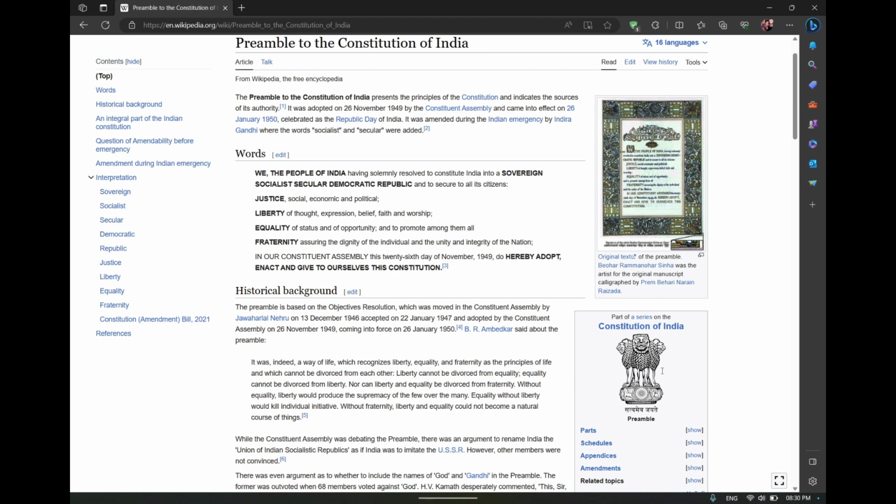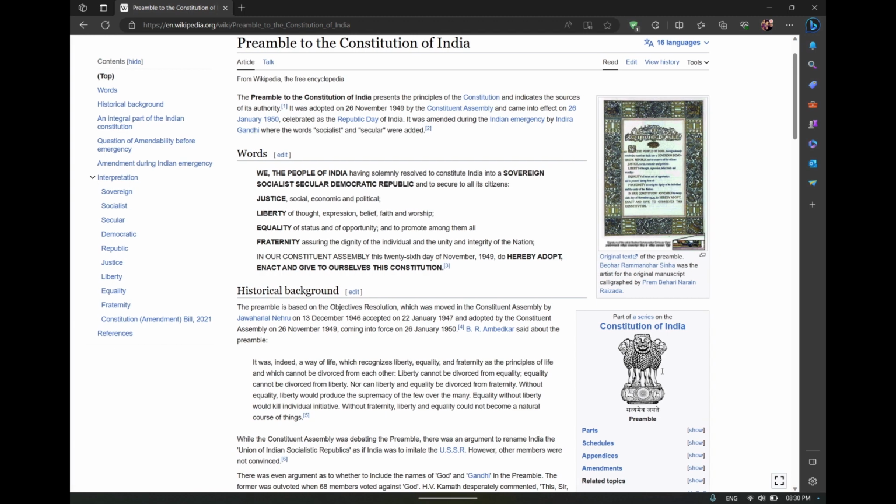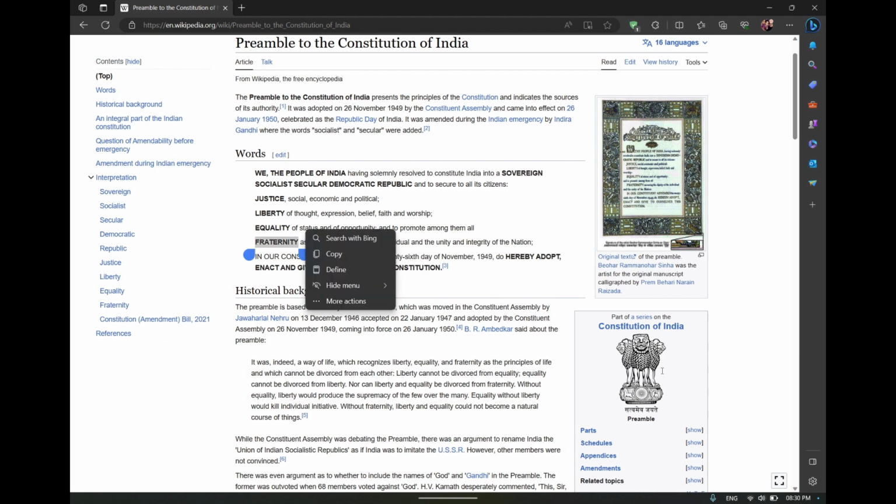Liberty of thought, expression, belief, faith, and worship. Equality of status and opportunity, to promote them all. Fraternity, assuring the dignity of the individual and the unity and integrity of the nation. Even the backward classes, even the tribal people, we are assuring their dignity. We are assuring the dignity of women. So this is for justice, liberty, equality, and fraternity. This tells about the objective of the Indian Constitution.